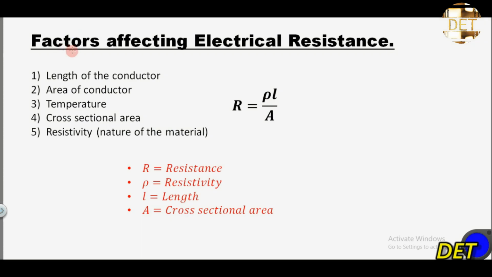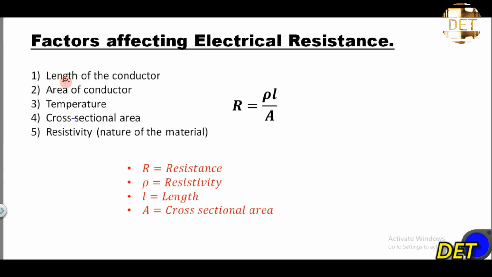Okay, so here we're going to look at the factors affecting electrical resistance. Basically, there are five main factors that affect the resistance of any conductor, of any resistor. The five main factors are the length of the conductor, the area of the conductor, the temperature, the cross-sectional area, and the resistivity. The resistivity depends on the nature of the material, right? So these are the five main factors that affect the resistance of a conductor.